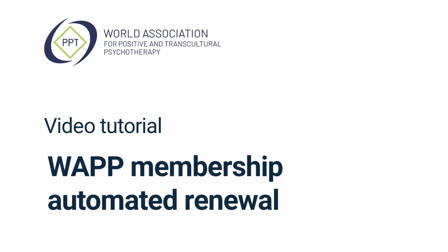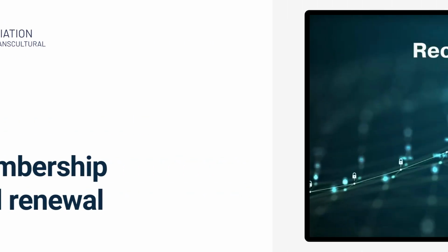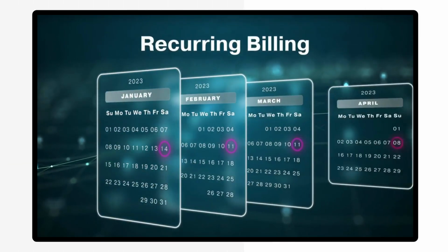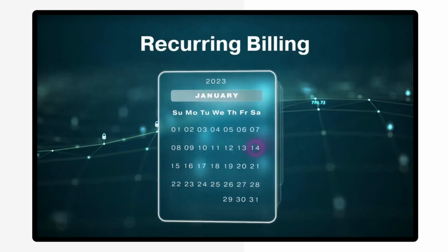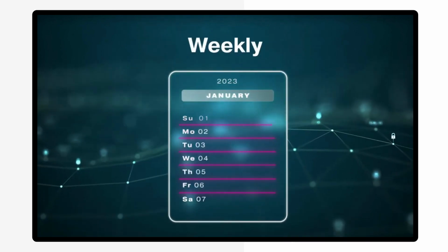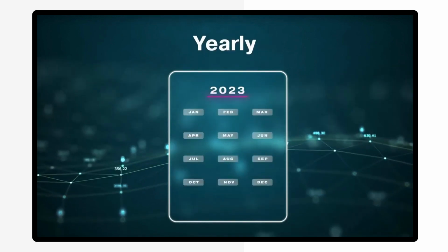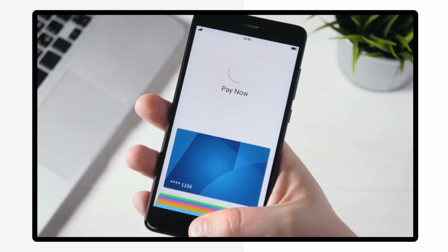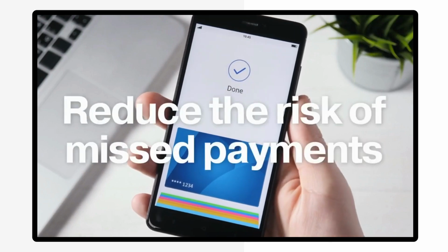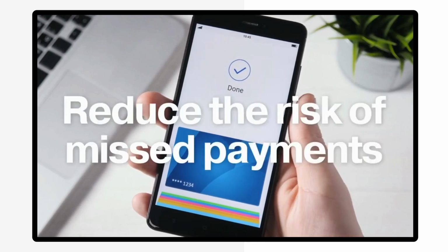Welcome to this video tutorial where we will guide you through the process flow on how to enroll in automated renewal of WAPP membership. Firstly, let's understand what automatic renewal or subscription means. This process allows you to set up a recurring payment that will automatically charge the membership fee from your credit card and renew your membership status in WAPP. Subscription can be canceled anytime.